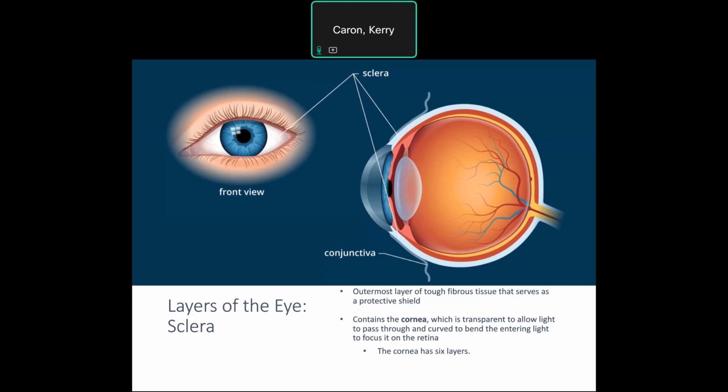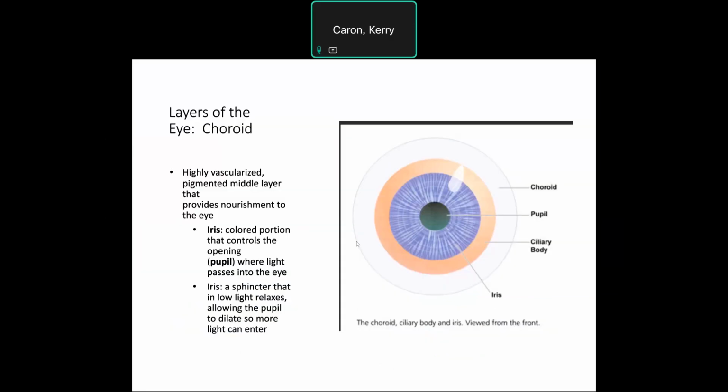The sclera, the white part of the eye, is tough fibrous tissue and it's protective. Part of the sclera is the cornea, and that is transparent. It allows light to enter the eye, pass through, and get curved and focused on the retina. So the cornea is very, very important and has 6 layers. So we talked about the sclera, the white part of the eye that contains the cornea.